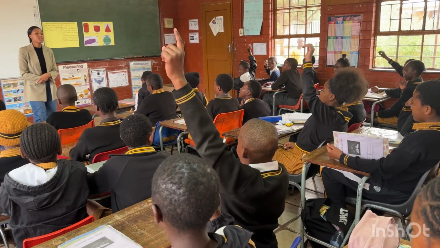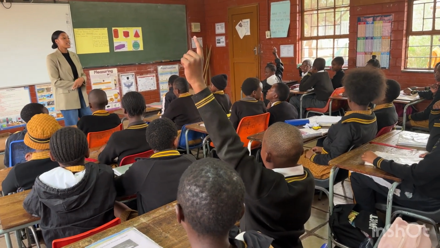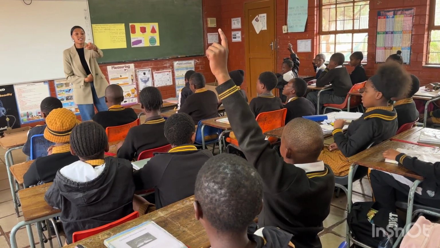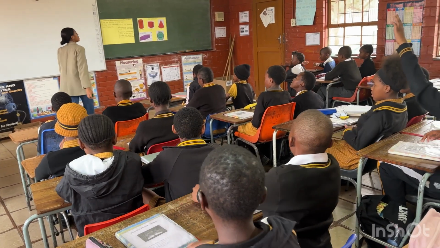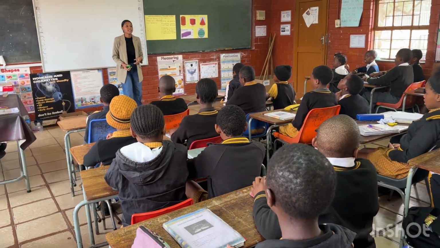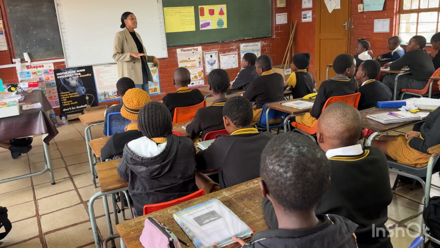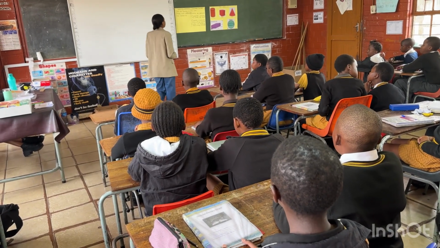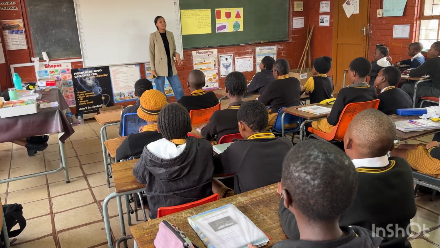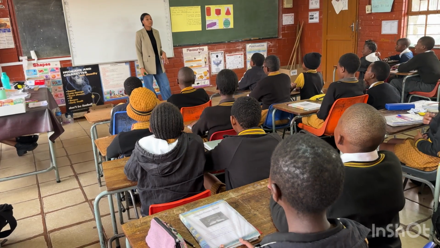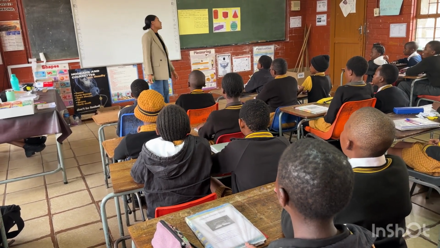Quadrilateral, what type of quadrilateral? Square or rectangle? Square, yes. Pentagon. Pentagon. So you all remember the 2D shapes, right? Yes. So today's lesson is going to be about the 3D objects. The what? 3D objects.